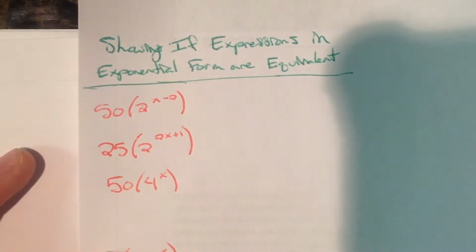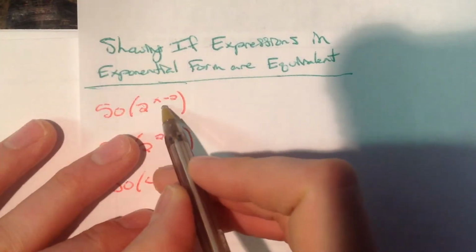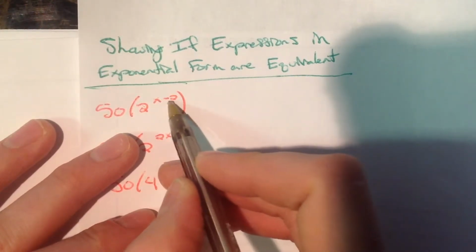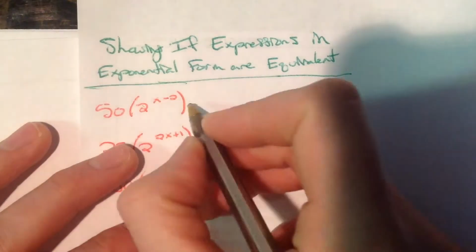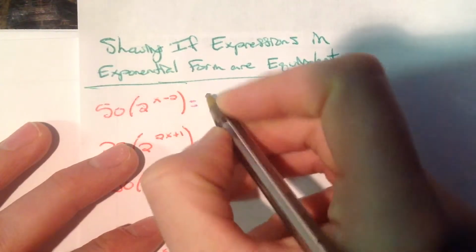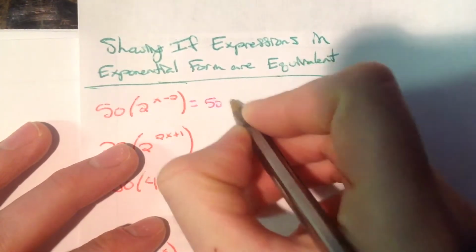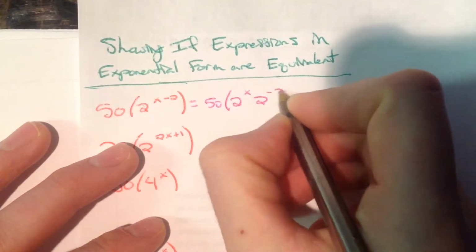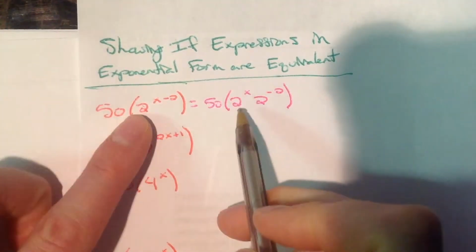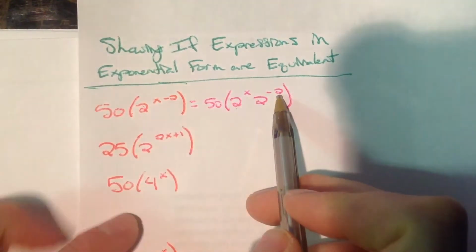So, showing if expressions in exponential form are equivalent. We're going to see: are these three things the same number? One thing we can do when we have a power with some type of subtraction or addition is take that base and split it up to each part of that power. So this can become 50 times 2 to the x times 2 to the negative 2. So that base takes on each piece of the power.